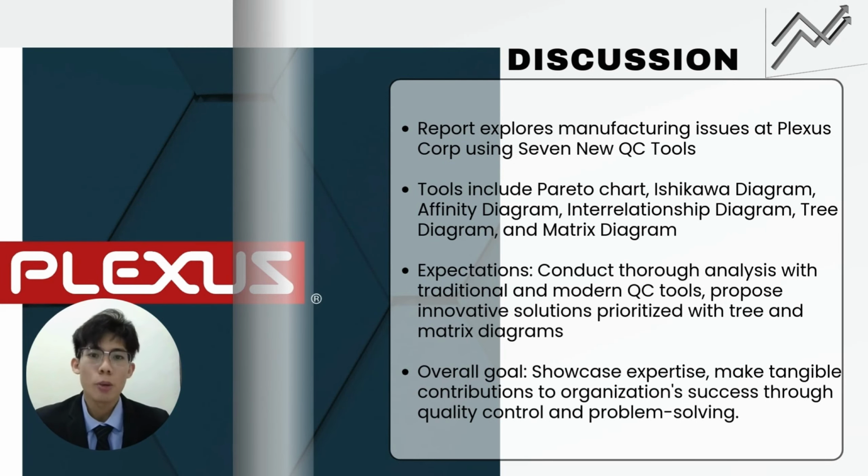So, as for our discussion, this report explores manufacturing issues at Plexus Corporation using the 7 QC tools. The tools that we have used include Pareto chart, Ishikawa diagram, affinity diagram, interrelationship diagram, tree diagram, and lastly, matrix diagram. Not to forget, we also used flow charts.